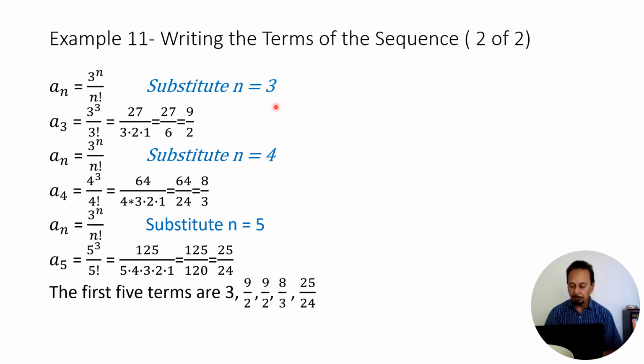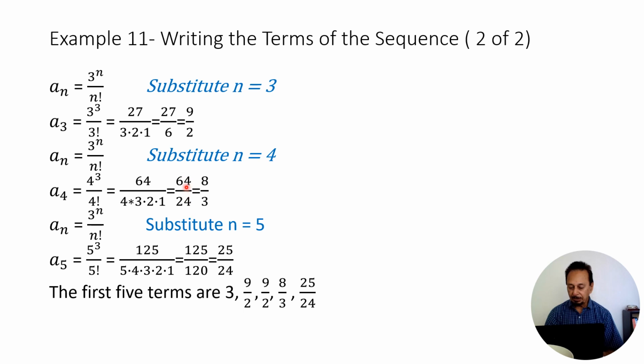To get the third term, we put n equals 3. So a sub 3 is 3 to the third over 3 factorial. 3 to the third is 27. 3 factorial is 3 times 2 times 1, which is 6. So you have 27 over 6. Make sure you reduce it. So we have 9 over 2. To get the fourth term, you put n equals 4 in the formula. So it becomes a4 equals 4 cubed over 4 factorial. 4 cubed is 64 and 4 factorial is 4 times 3 times 2 times 1, 24.